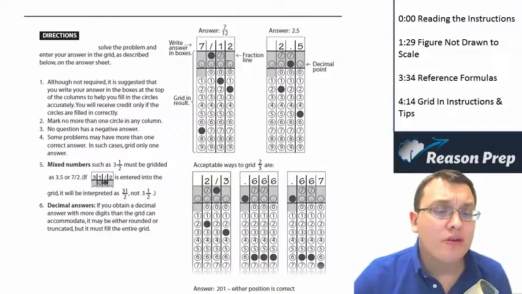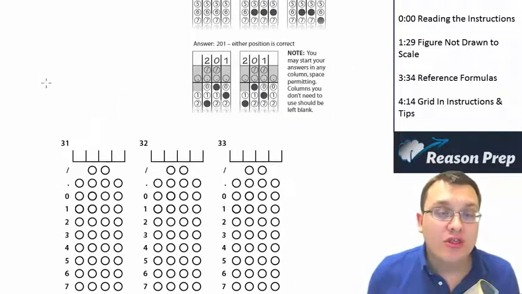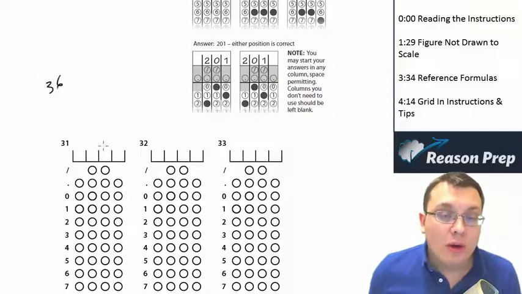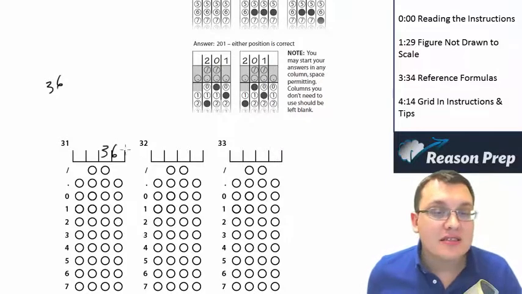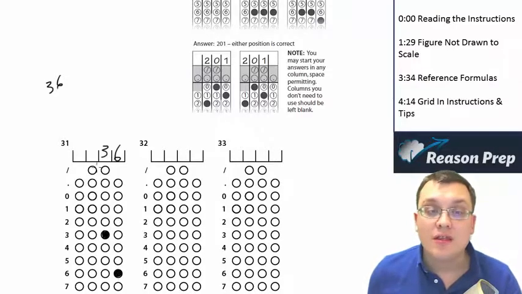You can read this on your own. I'm just going to give you highlights about how this works. So let's say you get as an answer to a question 36. You can go ahead and write 36 in your boxes up here, and then you're going to grid or bubble in the numbers or symbols that are appropriate given the numbers you wrote there.